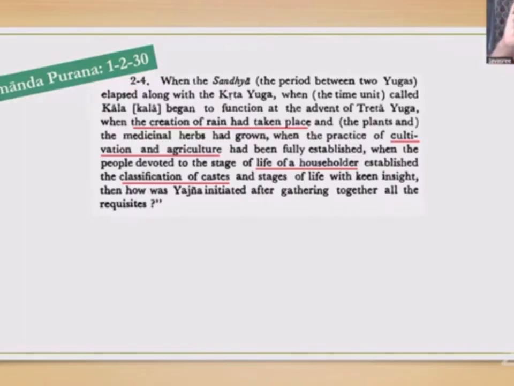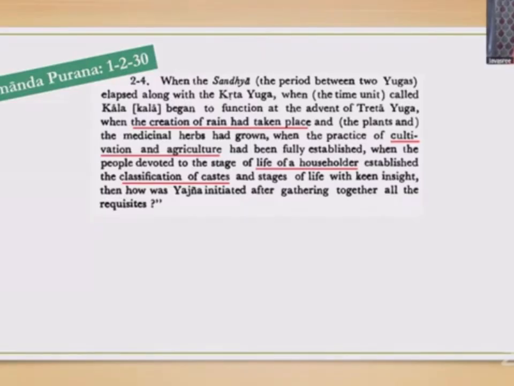See, initially in Krita Yuga, there is no rain, nothing. People will be just in the meditative stage. They are content with what they have. They don't have any desires because nothing is available there. It's like an ice age time. But when the rains have started for the first time, plants start growing and the rivers start flowing, and then you do agriculture, you acquire a lot of wealth. When you acquire wealth, naturally you have to safeguard it. You need Kshatriyas, then the Varnashrama Dharma, everything will start only from Treta Yuga.